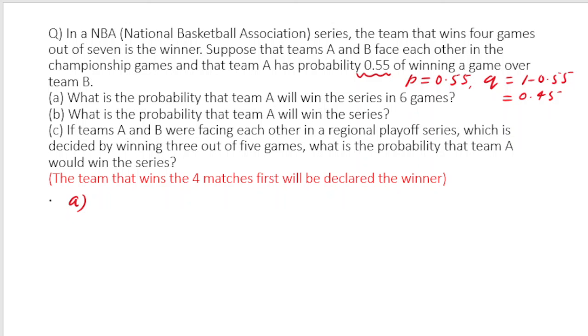You are expected to play 7 matches, but suppose team A wins the first 4 matches in sequence, means first match, second match, third and fourth, then it will be declared the winner, right? They are not going to play the 5th match, right? They will play the 5th match only when none of the teams has won 4 matches, right?